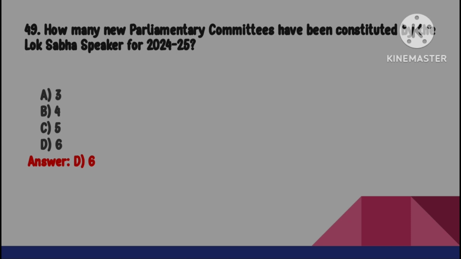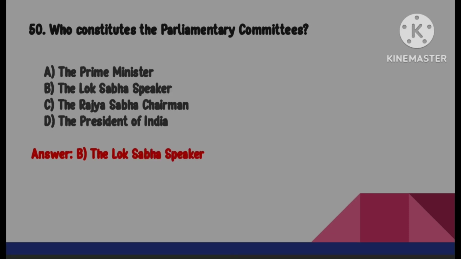Option A, 3. Option B, 4. Option C, 5. Option D, 6. And the right answer is option D, 6. The next question is, who constitutes the parliamentary committees? Option A, the Prime Minister. Option B, the Lok Sabha Speaker. Option C, the Rajya Sabha Chairman. Option D, the President of India. And the right answer is option B, the Lok Sabha Speaker.